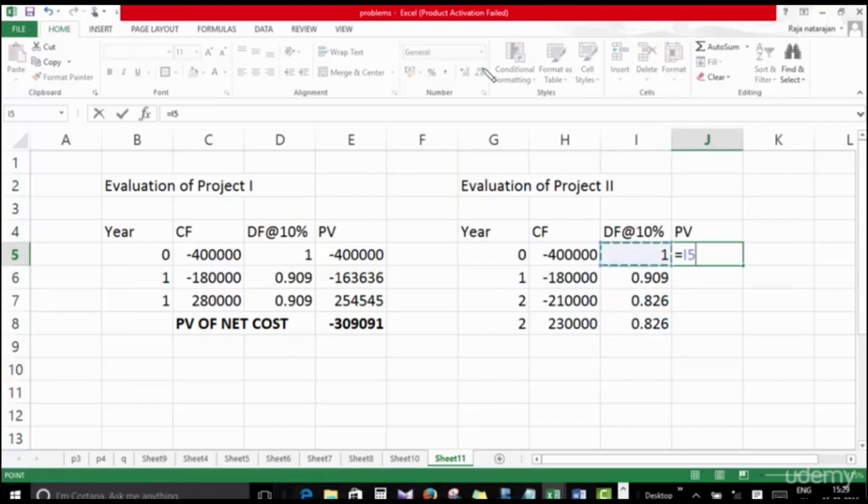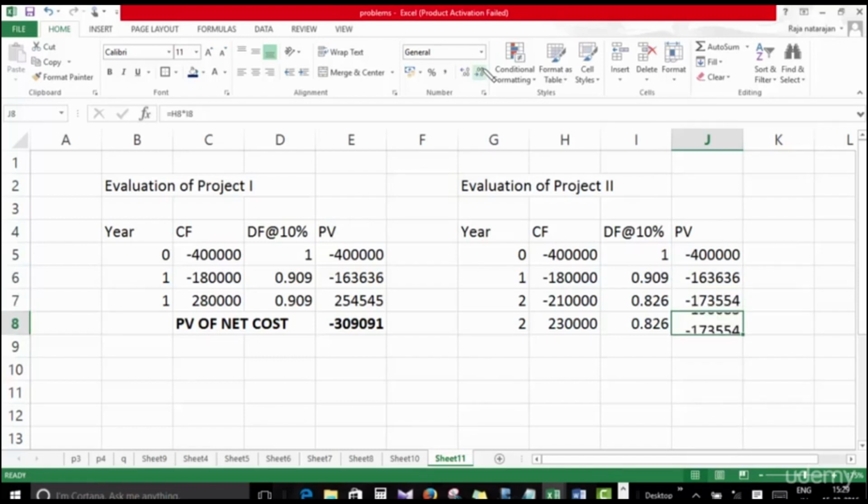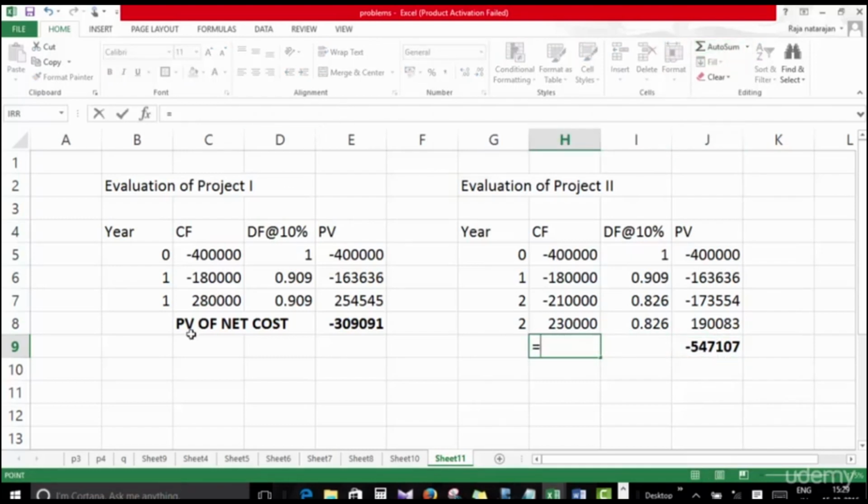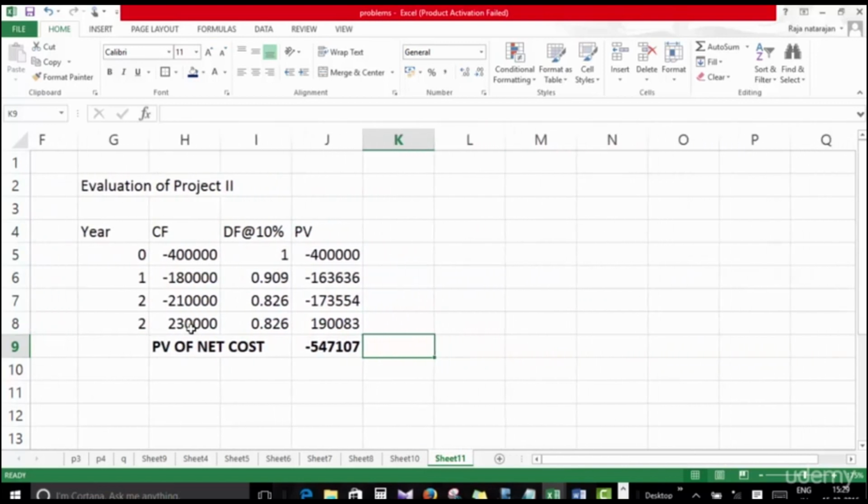Then we'll multiply them. 4 lakh into 1, we get 4 lakh outflow. Year 1 it's going to be 1 lakh 63,636. Year 2, 1 lakh 73,554, and again year 2, 1 lakh 90,083, and it's an inflow. If I total this, let's see what I get. It is 5 lakh 47,107. This is the PV of net cost for my project 2, where disposal is going to happen at the end of year 2.